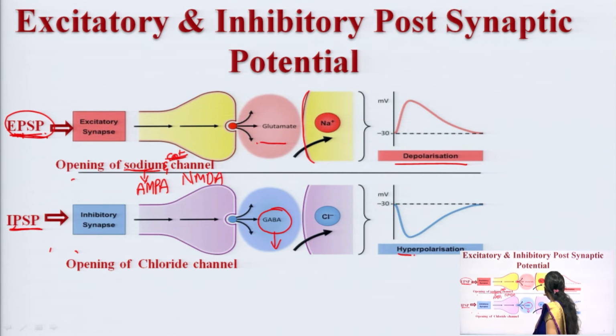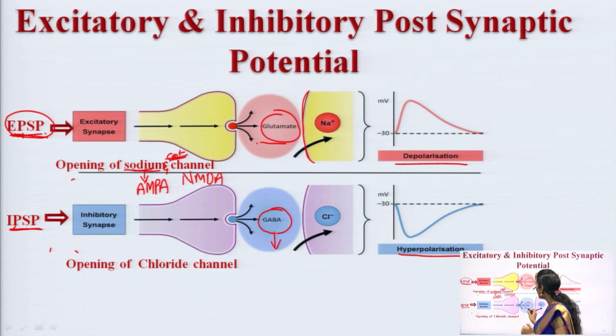It causes hyperpolarization. How does it cause hyperpolarization? It causes hyperpolarization by opening of the chloride channel. Here you have to notice two points. When the excitatory neurotransmitter goes and binds to its receptor, opening of sodium channels and calcium channels is seen, which will result in depolarization.